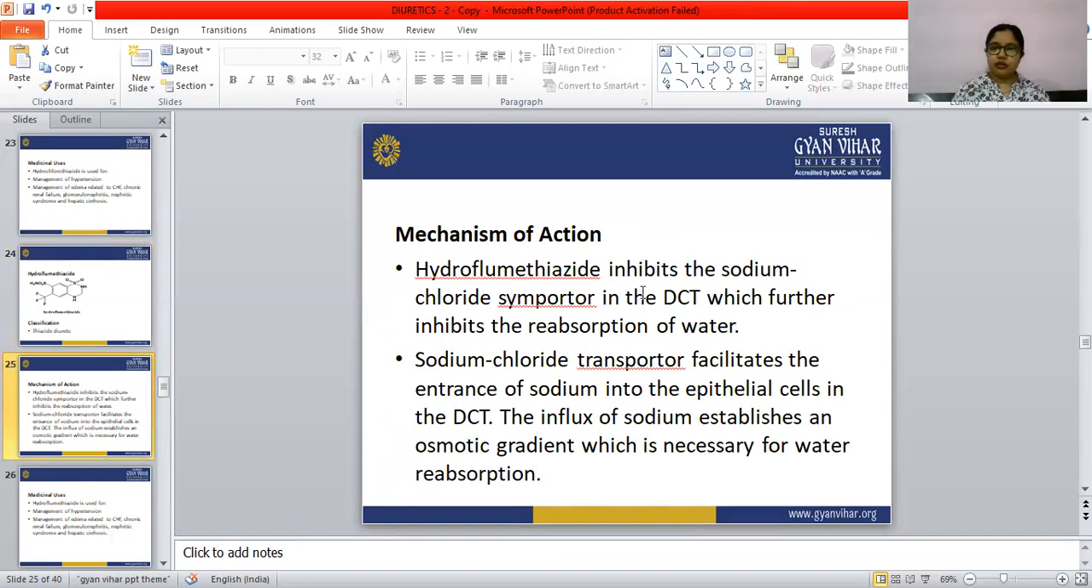Hydroflumethiazide inhibits the sodium chloride importer in the DCT, which further inhibits the reabsorption of water. The sodium chloride transporter facilitates the entrance of sodium into the epithelial cells in the DCT, and the influx of sodium establishes an osmotic gradient which is necessary for water reabsorption.